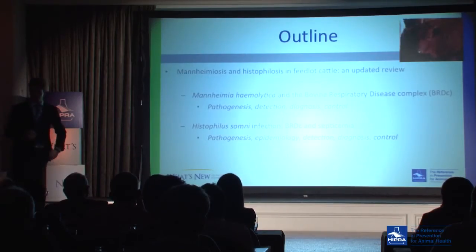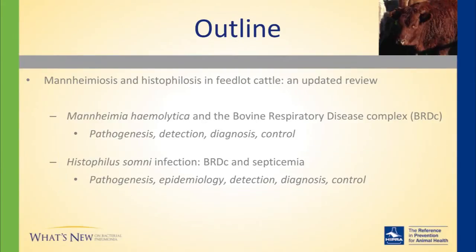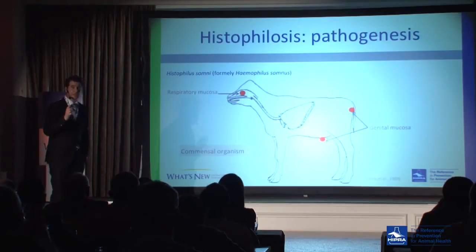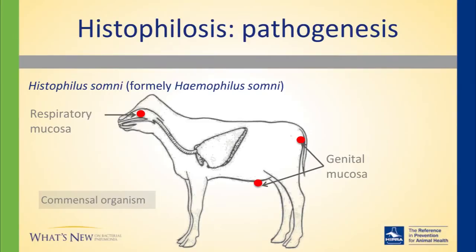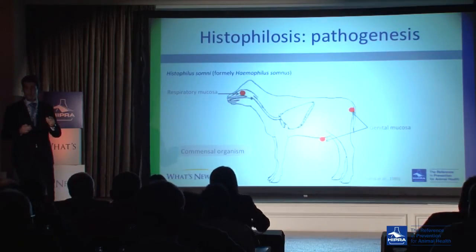Histophilus somni infection, BRD complex and septicemia. Histophilus is, like Mannheimia haemolytica, a gram-negative bacterium from the Pasteurellaceae family that can reside in the upper respiratory tract, but also in the genital tract of healthy animals as a commensal organism. It is nevertheless important to note that some strains are more virulent than others.